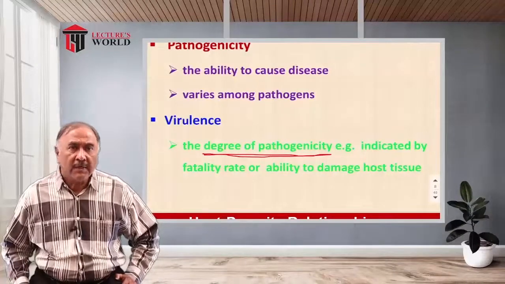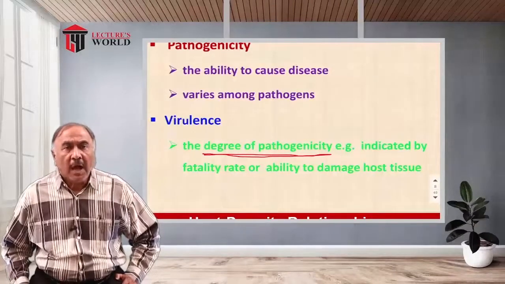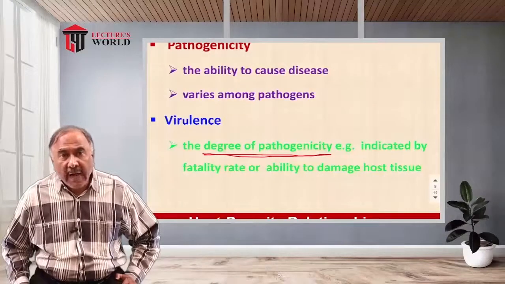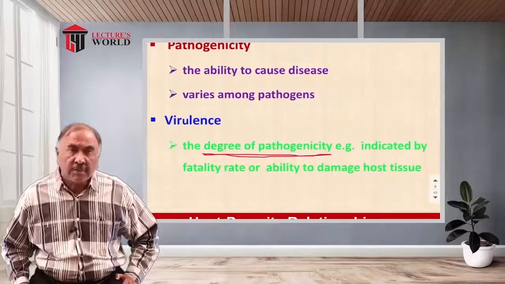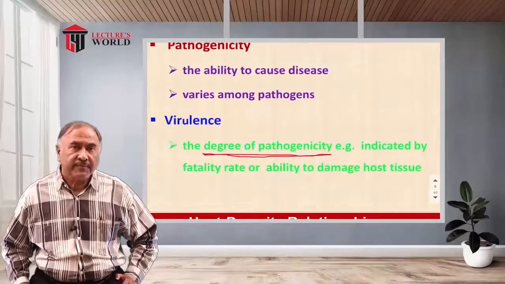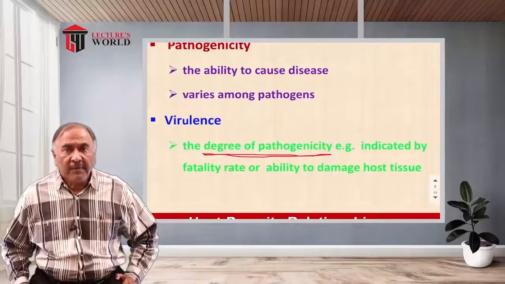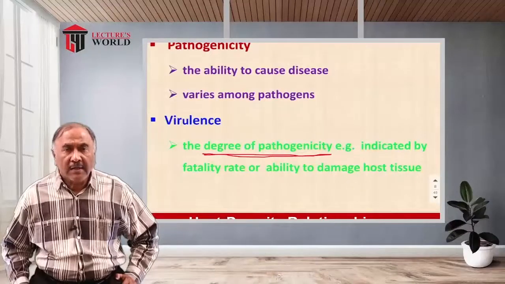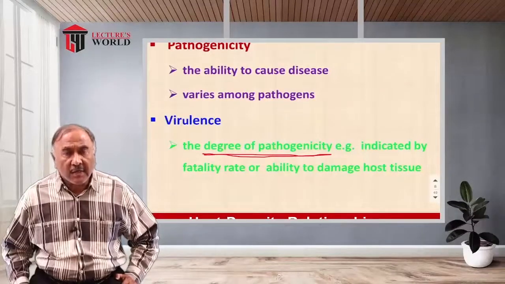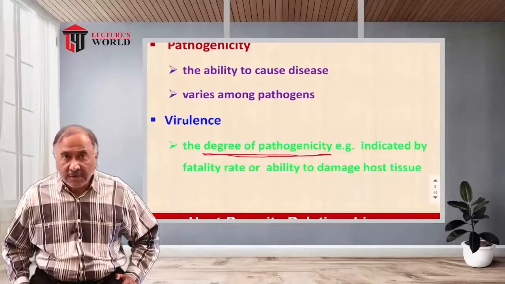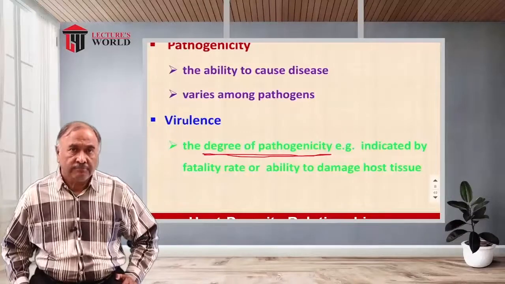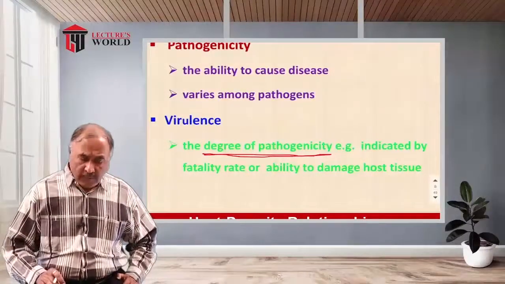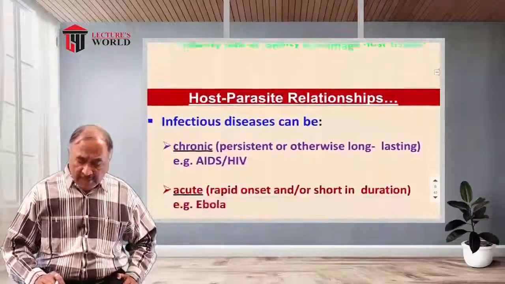This basically is how many people die due to such infections. So when the mortality is very high, then it is an indication that the organism is highly virulent. So this is about pathogenicity and virulence.